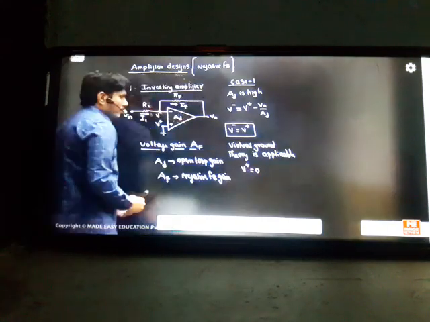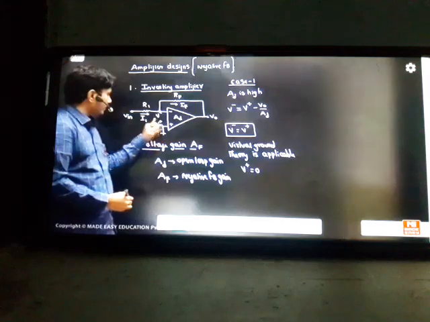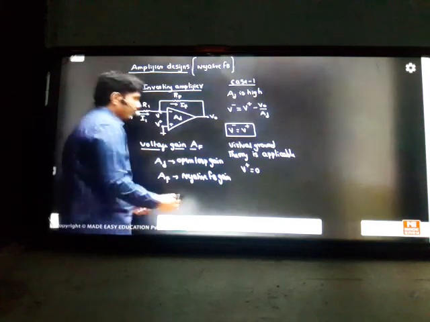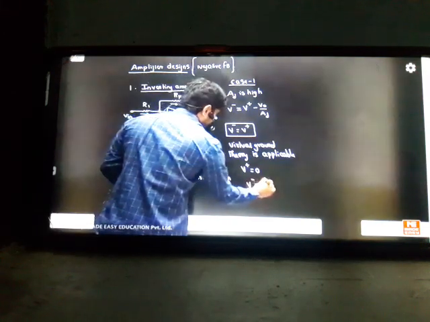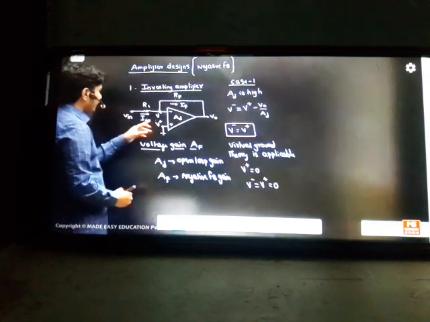So what is actually V plus? In this diagram it is 0. So the non-inverting input is becoming 0 in the class. That's why I said it's a virtual ground. Whenever there is a ground connected to V minus, it's called virtual ground. So V minus will also become V plus, which is 0.